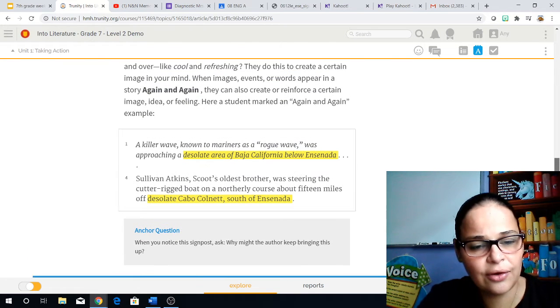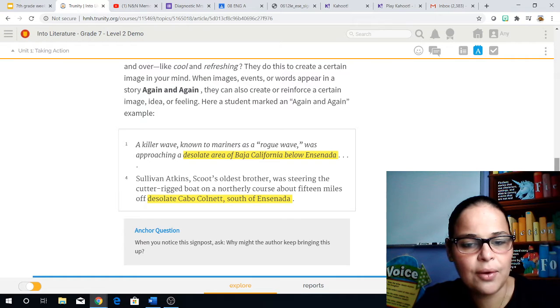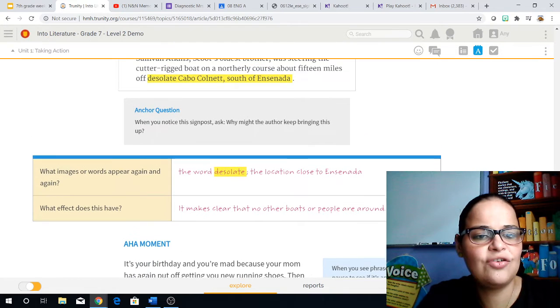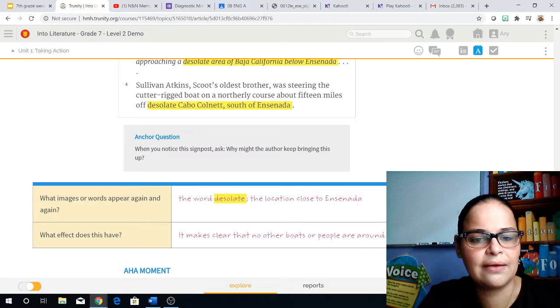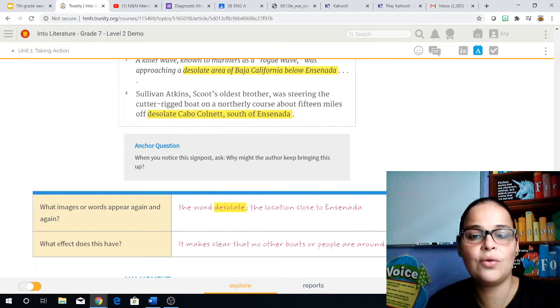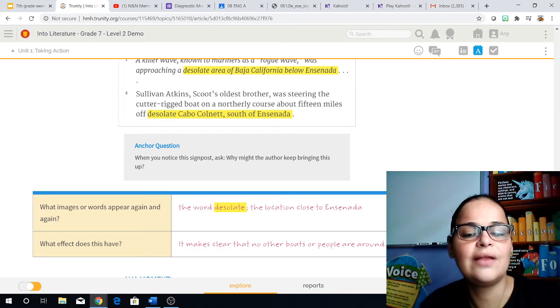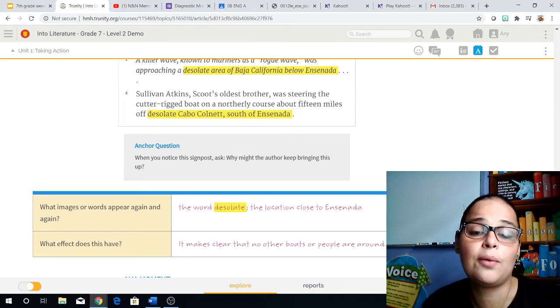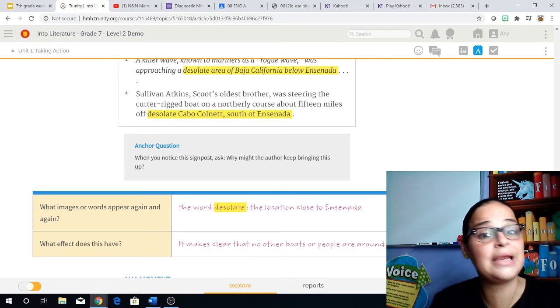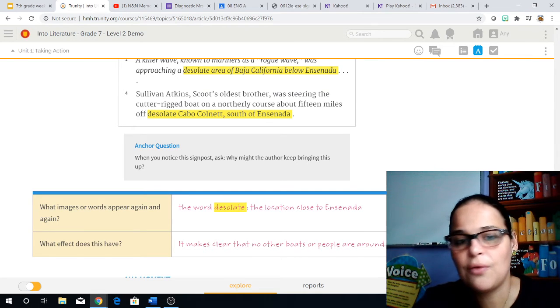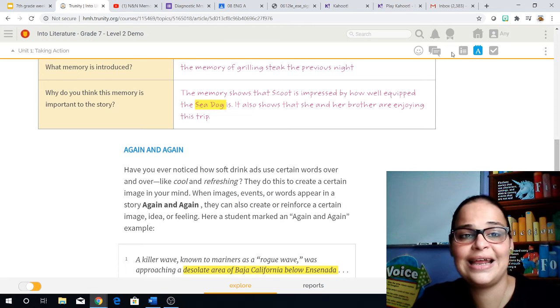So here's our anchor question again. When you notice this signpost, ask, why might the author keep bringing this up? So this is what the student inferred based on that. What images or words appear again and again? The word desolate, the location close to Ensenada. What effect does this have? It makes clear that no other boats or people are around, because the word desolate means empty, vacant. No one's around. That's what the word means. So this is what you get when you focus on that again and again signpost.